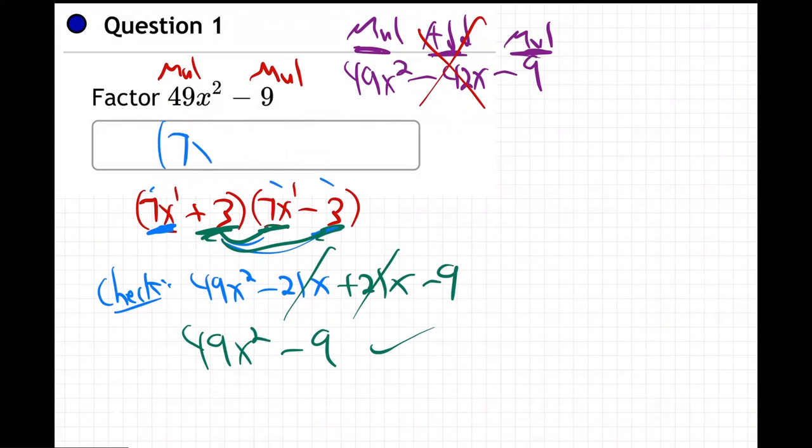So the answer then is just the 7x plus 3 and the 7x minus 3, in parentheses, either order. You put the plus first or the minus first, either way. And so there we go. So those are just multiply when we have two terms.